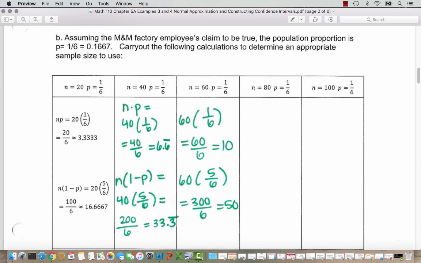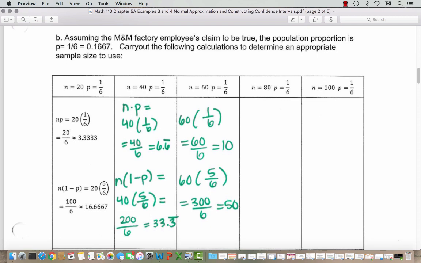So in the first column of the table here, we say, what if n equals 20? So we'll double our sample size. And we're still assuming p equals 1 out of 6 of the M&Ms are blue. So we multiply here, n times p, and that would be 20 times 1 out of 6.